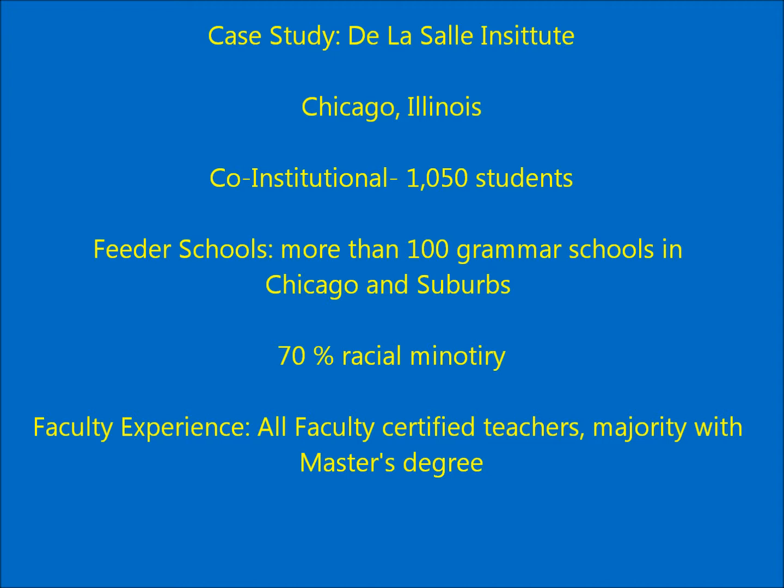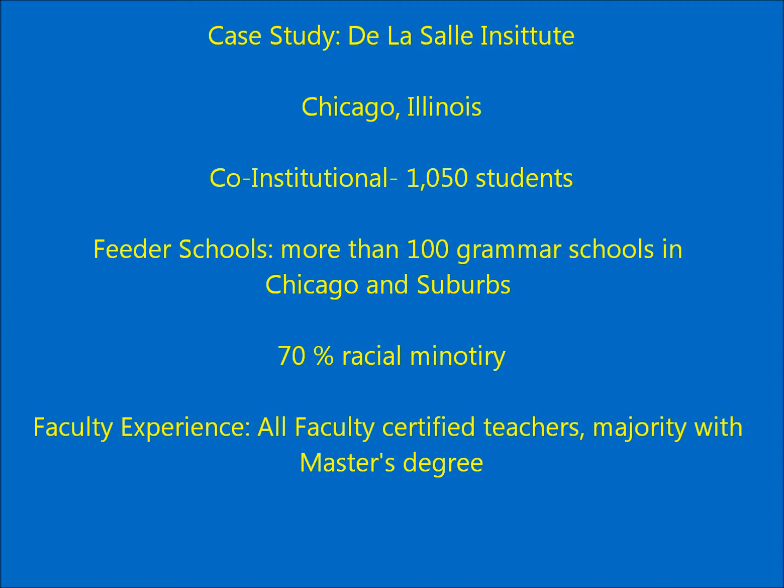An example of the thought process that can go into determining a writing strategy and instruction method best benefiting students can be seen by examining De La Salle Institute. De La Salle Institute is a co-institutional Catholic high school on the south side of Chicago that educates approximately 1,050 students. De La Salle is unique in that it is one school with two separate campuses. There is a young men's campus and a young women's campus located approximately a mile apart. De La Salle takes in students from more than 100 grammar schools in Chicago, the northern, southern, and western suburbs.